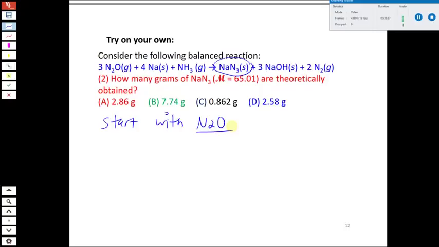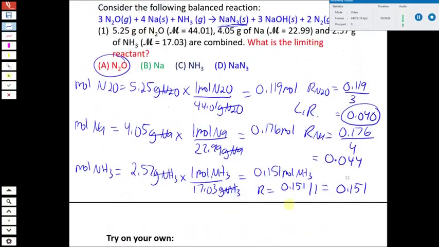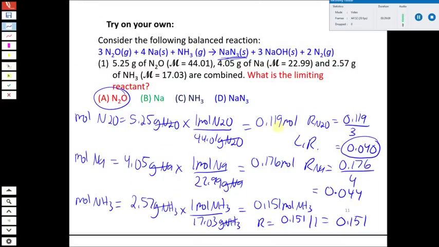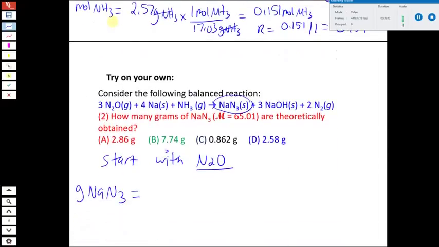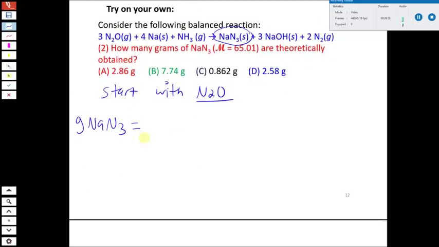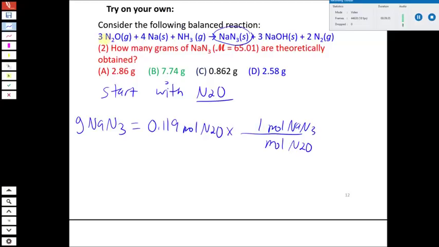So we're going to start with N2O and look for the grams of NaN3 that form when that much N2O reacts. As we determined in the previous step, there are 0.119 moles of our limiting reactant. We can use that as our starting point instead of undoing that step and starting with mass again. So we have 0.119 moles of N2O. And then we use stoichiometric ratios to figure out how much of our product can form. So moles of NaN3, moles of N2O in the denominator to cancel out. Our product has a coefficient of 1. Our limiting reactant has a coefficient of 3, so it's going to be a 1 to 3 mole ratio.